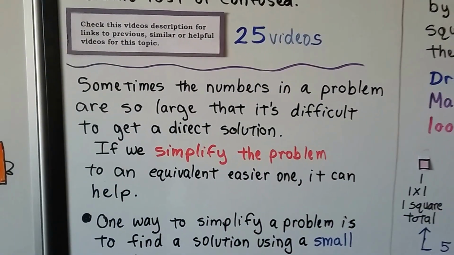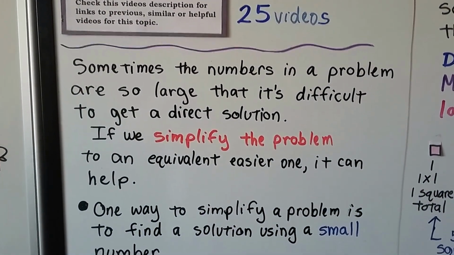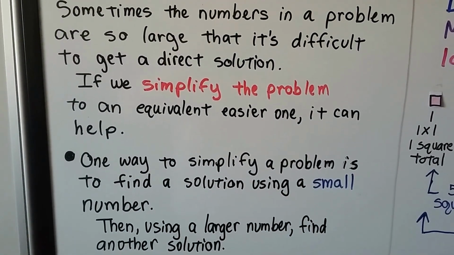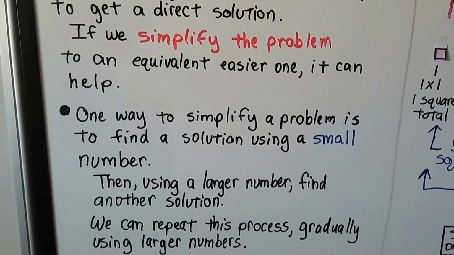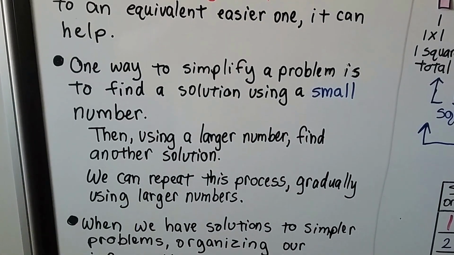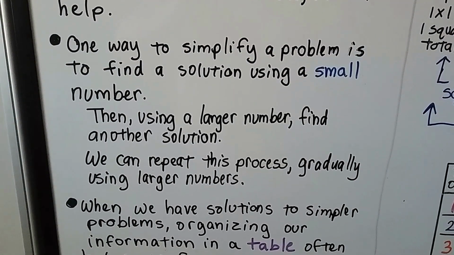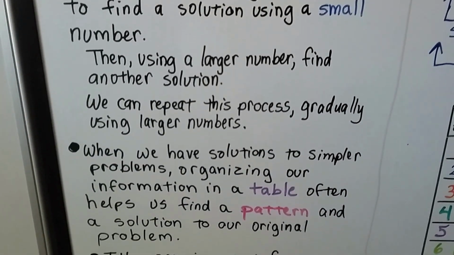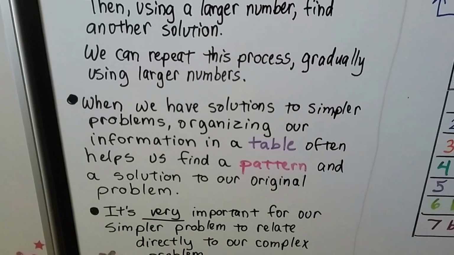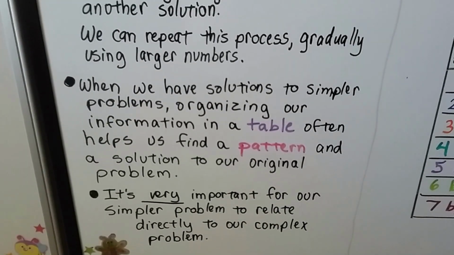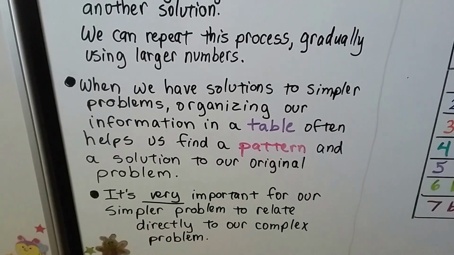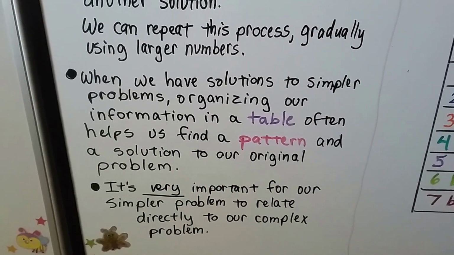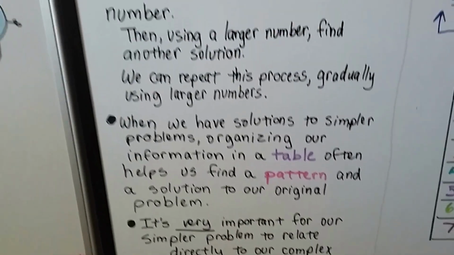Sometimes the numbers in a problem are so large that it's difficult to get a direct solution. If we simplify the problem to an equivalent, easier one, it can help. One way to simplify a problem is to find a solution using a smaller number. Then using a larger number, find another solution, and we can repeat this process gradually using larger numbers. When we have the solutions to simpler problems, organizing our information in a table often helps us find a pattern and a solution to our original problem. It's really important for our simpler problem to relate directly to the complex problem so that it makes sense.